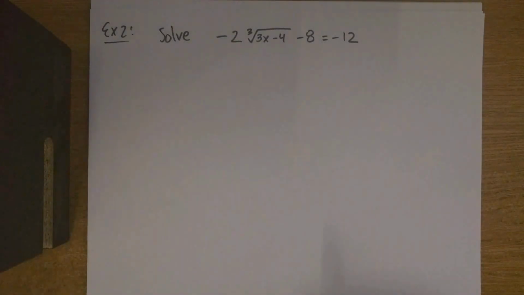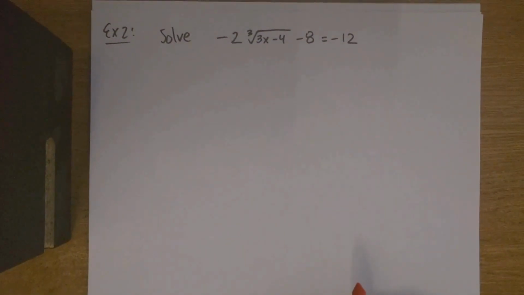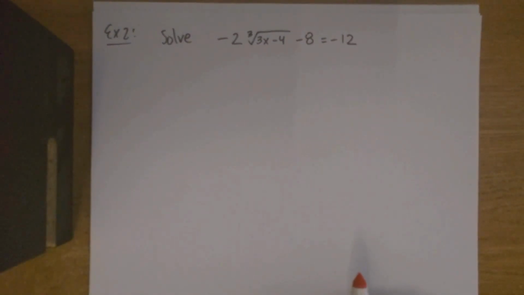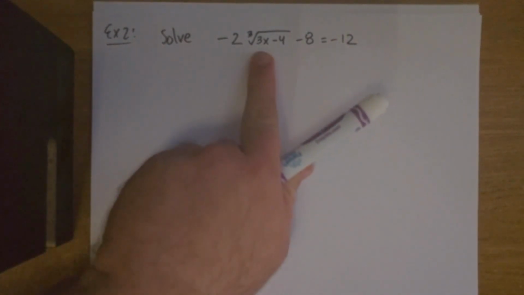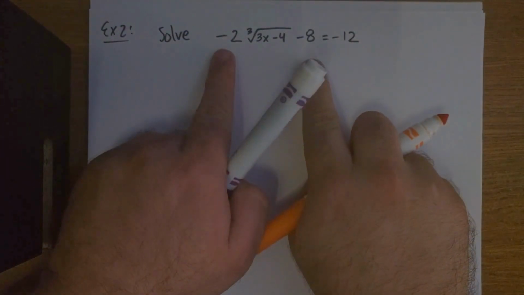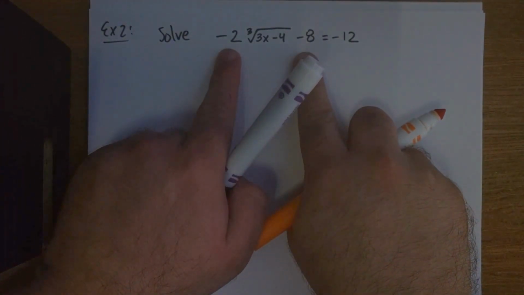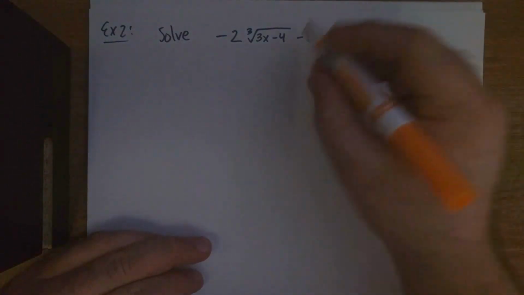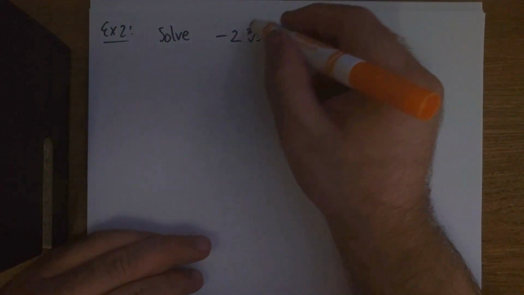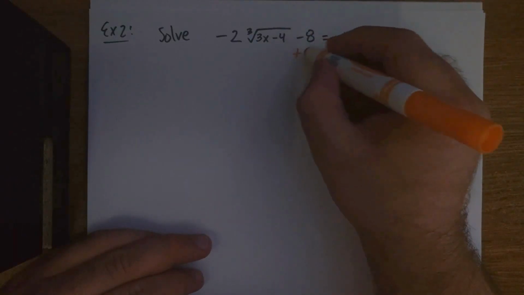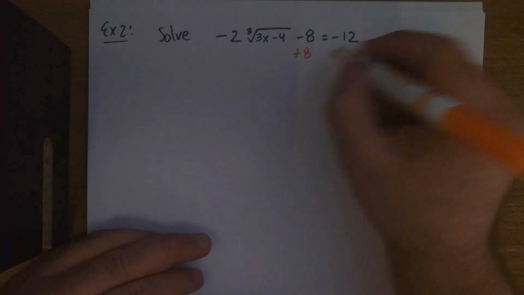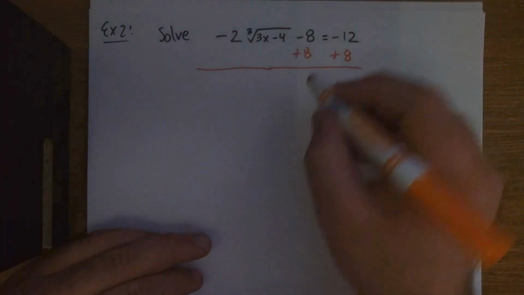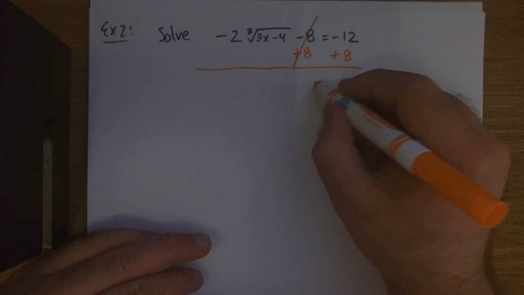So in example 2, I chose this one because it has a lot more to it. Remember, step 1 says to isolate the radical. So we need to get the cube root by itself. We need to therefore move the -2 and the -8. So the first thing I would do is, we're treating this like a variable, like the whole thing. So we're going to have to add 8 to both sides first, so that these can cancel.